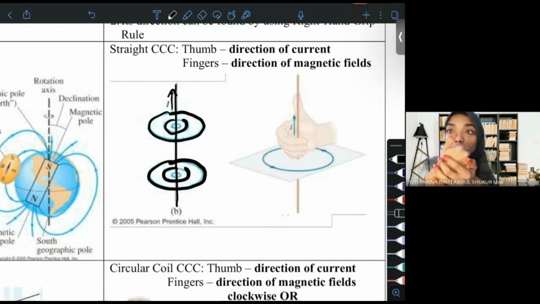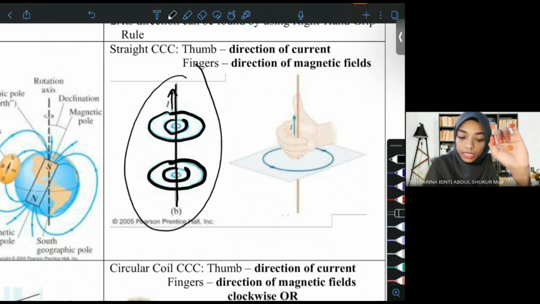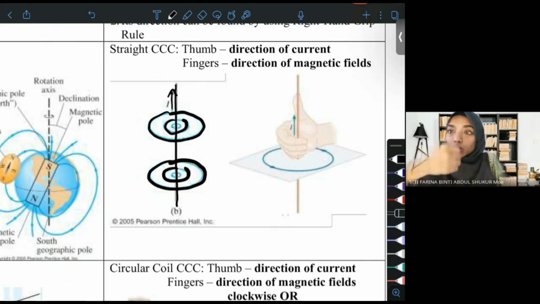Okay, so now this thumb is going to represent your current. Kalau kamu tengok dalam conductor kamu, as you can see here, ini conductor kamu, current kamu tengah naik ke atas. So tangan kamu ni pastikan dia naik ke atas muka surat, upwards of your page. Kalau buku surat kamu tengah tidur, tak ada masalah juga. This is your page, direction dia ke atas, betul tak? Okay, sebab kita tengah tengok 2D sekarang, upwards of the page.